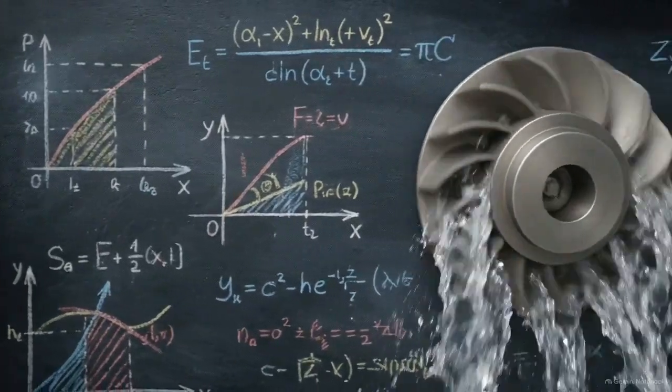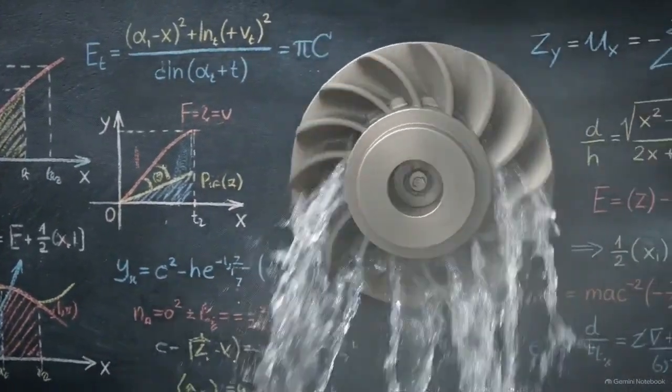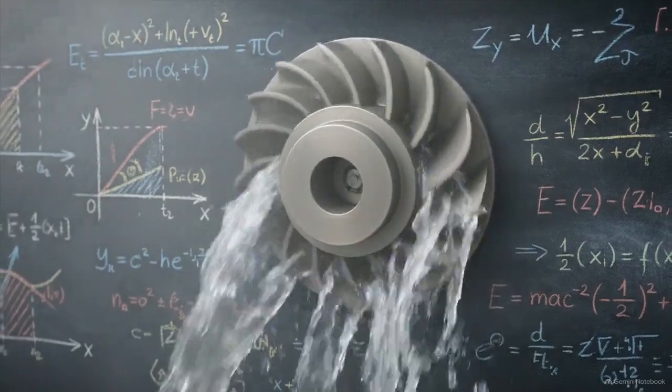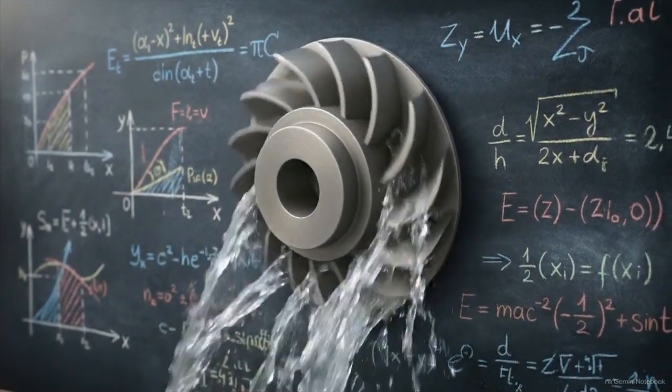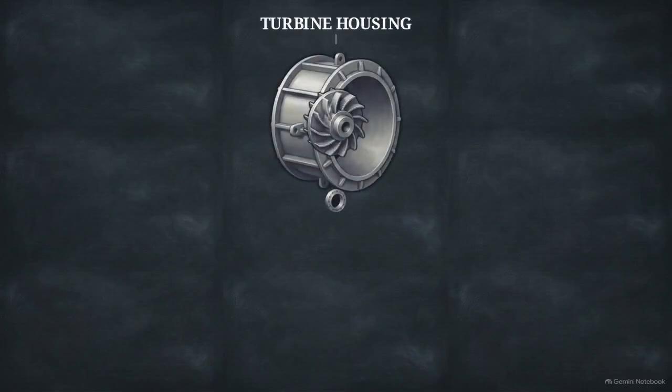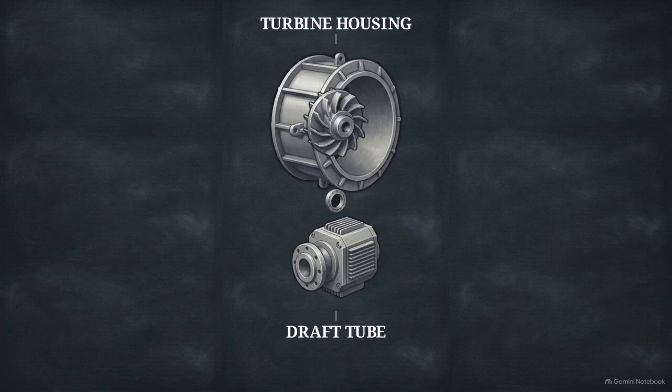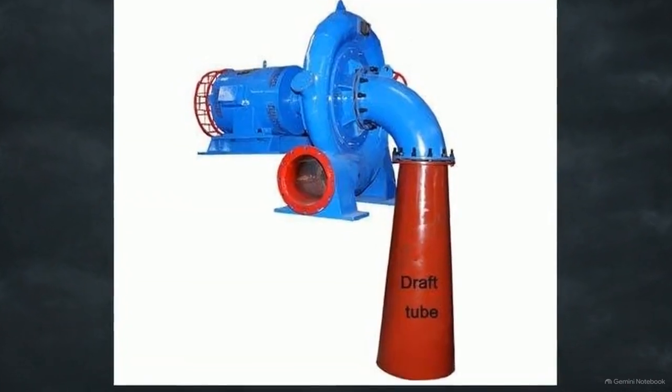Water blasting from a turbine runner carries massive kinetic energy. If that high-velocity fluid simply drops into the river, that remaining power is wasted. To harvest this residual energy, engineers attach a specific recovery component directly to the exhaust. It's called a draft tube.